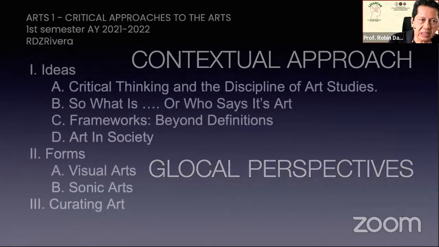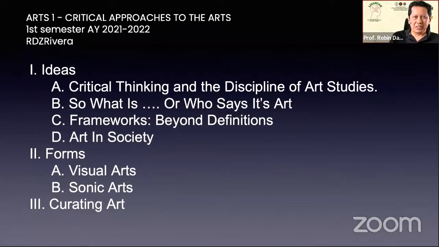Now, this is a peek at the outline of my syllabus. I start out first with ideas, because basically all of these theories, all of these frameworks, all of these concepts are ideas. There are several different levels of ideas, but they are all ideas. And I try to introduce students to ideas that are either directly or even tangentially related to the arts. So I have critical thinking in the discipline of art studies, what is or who says it's art, frameworks, and then art and society. This consumes a rather major part of the semester for me.